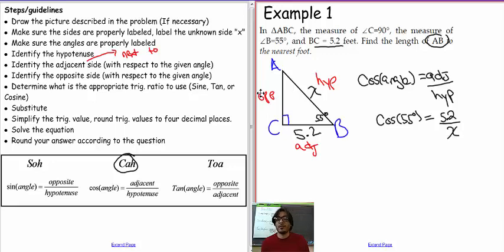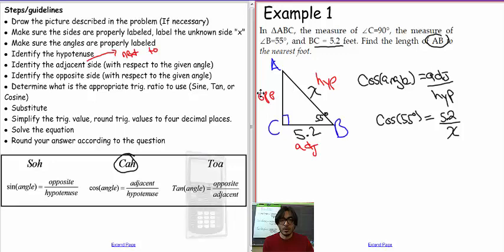And see, that's why this formula works for us, because it puts together in an equation the missing side and the knowns. So that's why this formula works for us, right? We're only going to have one unknown here in this formula. Okay, so then it says simplify the trig value, round trig values to 4 decimal places.